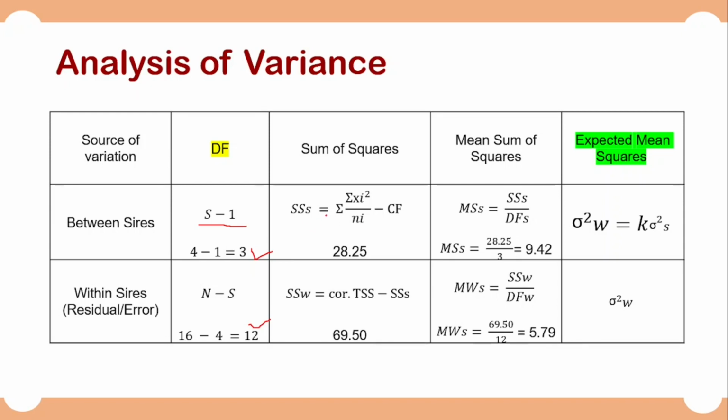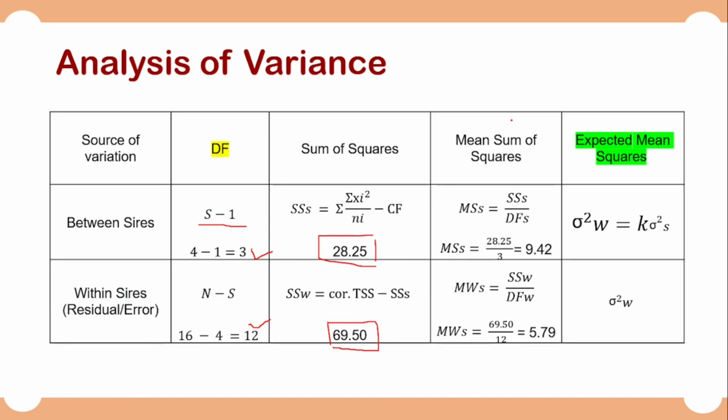The sum of squares, which I have already calculated in the previous slide, and you have seen how we calculated the sum of squares between sires, that was 28.25. Sum of squares within sire is also calculated in the previous slide, so it was 69.5.